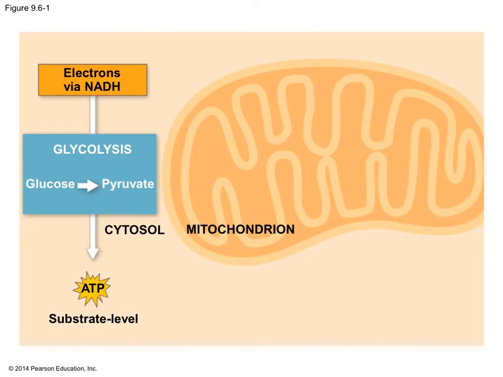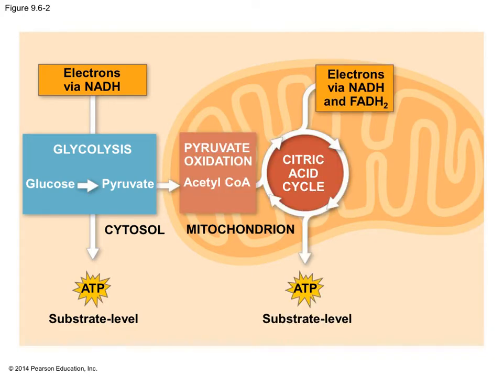Let's take a quick overview look at what's happening here. We see that glycolysis occurs within the cytoplasm of the cell itself, generating some ATP. From glycolysis, we're going to go into pyruvate oxidation and then eventually into the citric acid cycle. Both of these steps occur within the mitochondria of the cell, again generating some more ATP.